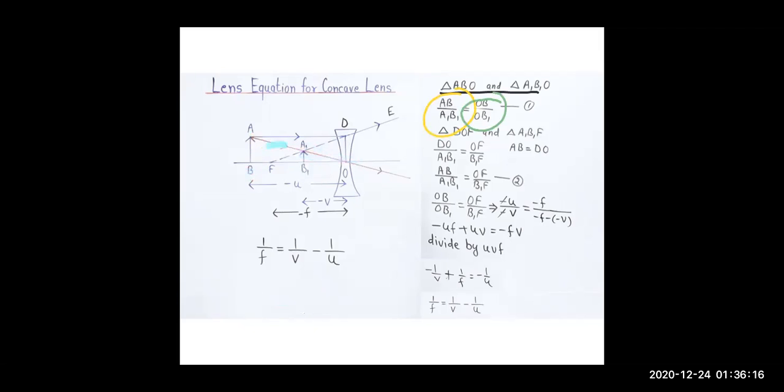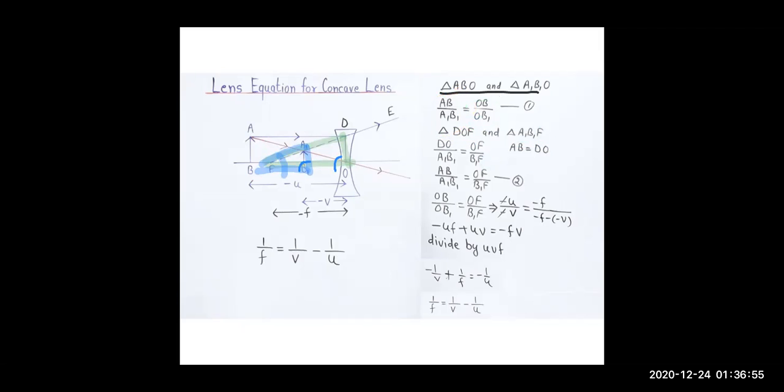Now we are going to consider the other two triangles. The triangle DOF, and the second triangle which we will consider is A1B1F. So angle F is common, and here we have 90 degree, 90 degree. So two angles of a triangle are equal, so the third angle has to be equal. So again by AAA, triangle DOF and triangle A1B1F are similar triangles. So the ratio of the corresponding sides will be equal.